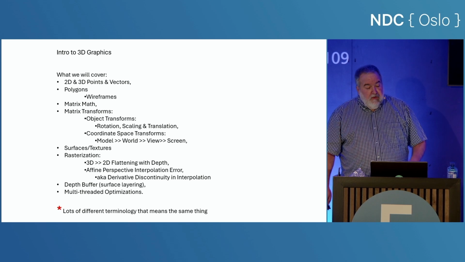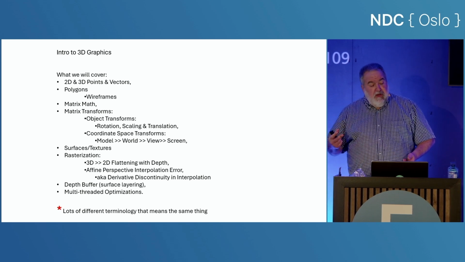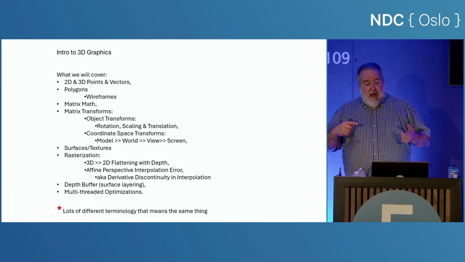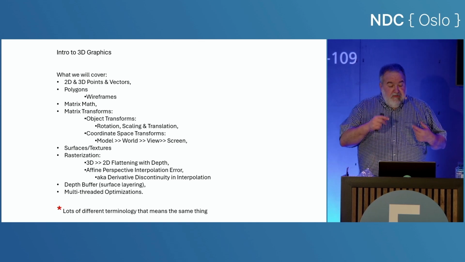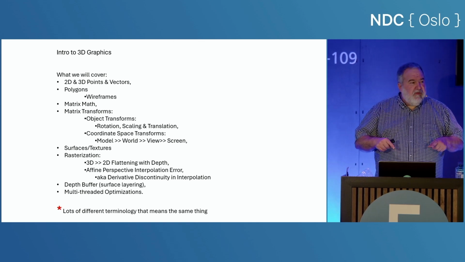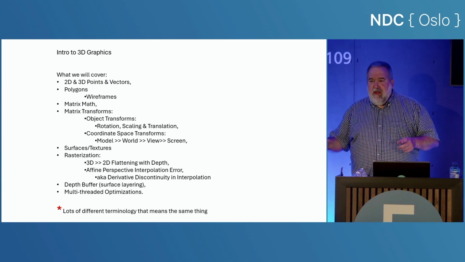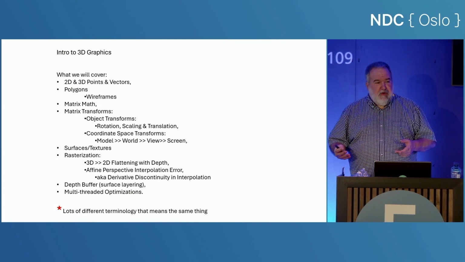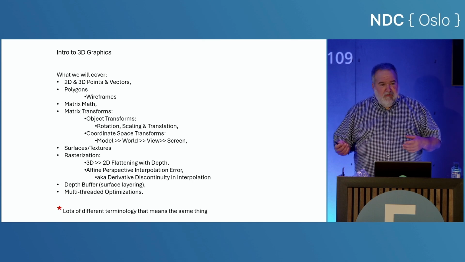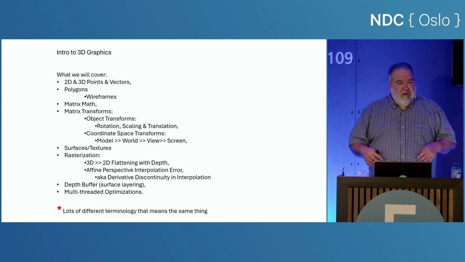We're going to cover 2D points, 3D points, and vectors. Describe the difference between a point and a vector. Polygons, with a little asterisk at the bottom first: everybody in 3D graphics uses their own terms for lots of different overlapping terms. I may intermix between some of them. I hope that doesn't get too confusing.